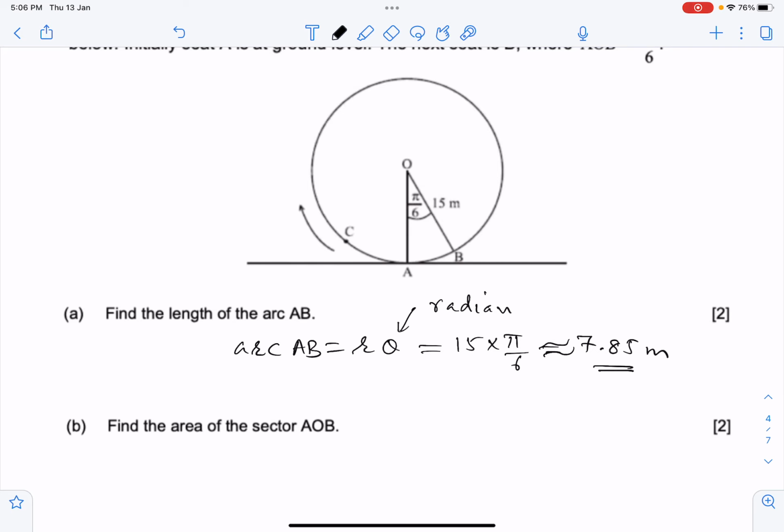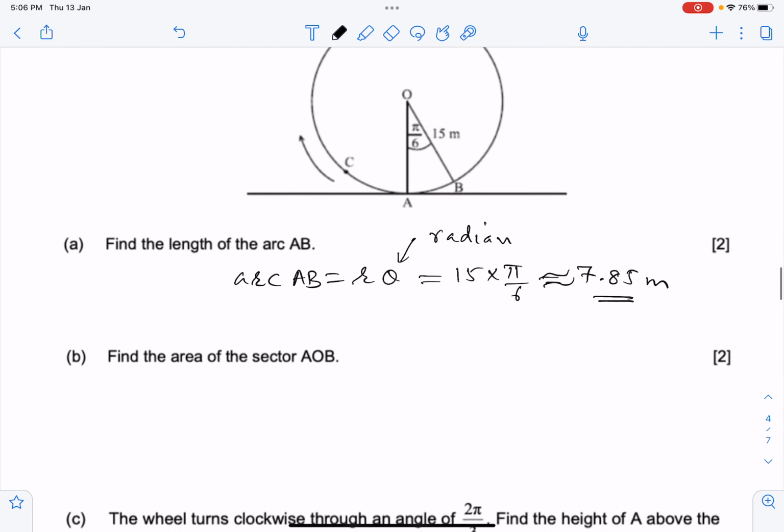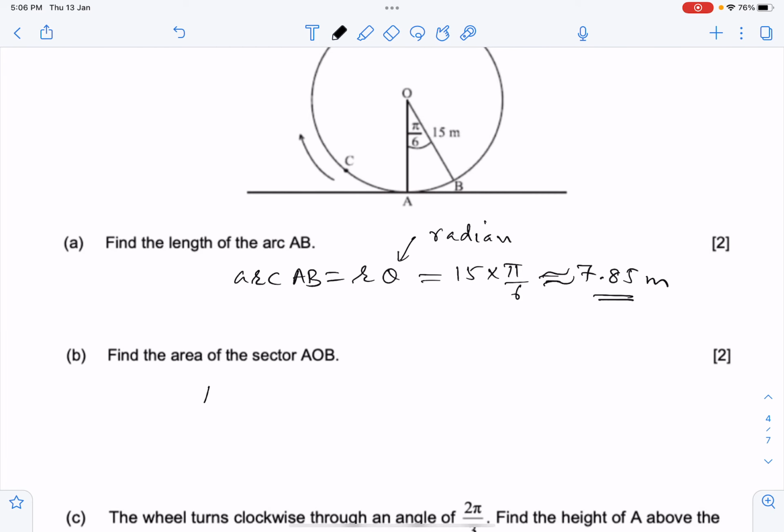Okay, second part says find the area of the sector AOB. Now again you know it from the beginning of the trigonometric section. So area of sector AOB is given by half r square theta. Again theta is in radian, which is already there. R is 15, so 15 square, theta is pi by 6.